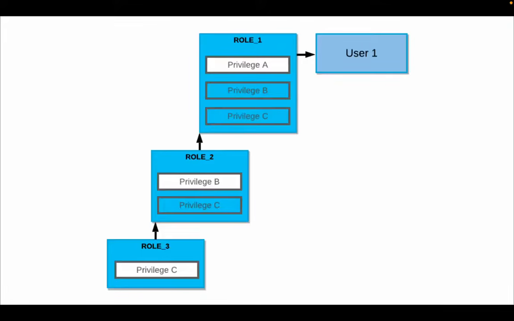Consider the following scenario for a more detailed example of role hierarchy. Role 2 has been assigned role 3. Role 1 has been assigned the second role. User 1 has been assigned role 1. Now, in this scenario, role 2 incorporates the privilege of C. Role 1 incorporates the privileges of B and C. User 1 has all the 3 privileges, that is, user 1 has the privileges of A, B and C.